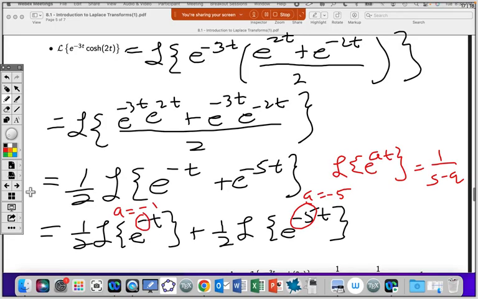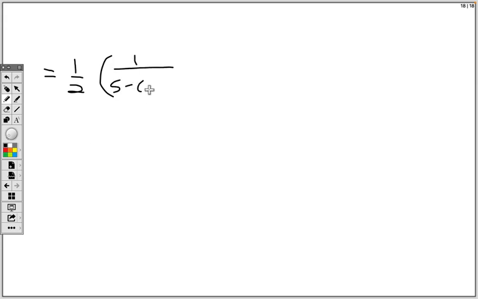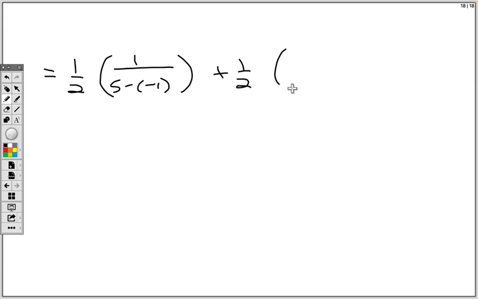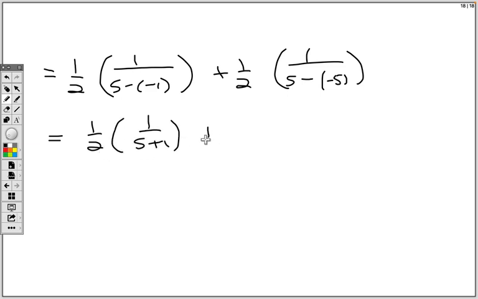Going to get 1/2 1 over s minus a minus 1 plus 1/2 1 over s minus a minus 5, so 1/2 1 over s plus 1 plus 1/2 1 over s, or excuse me, plus 5, right? And at this point, there's no actual reason to put the denominators together. Let's go ahead and do that anyway, though.